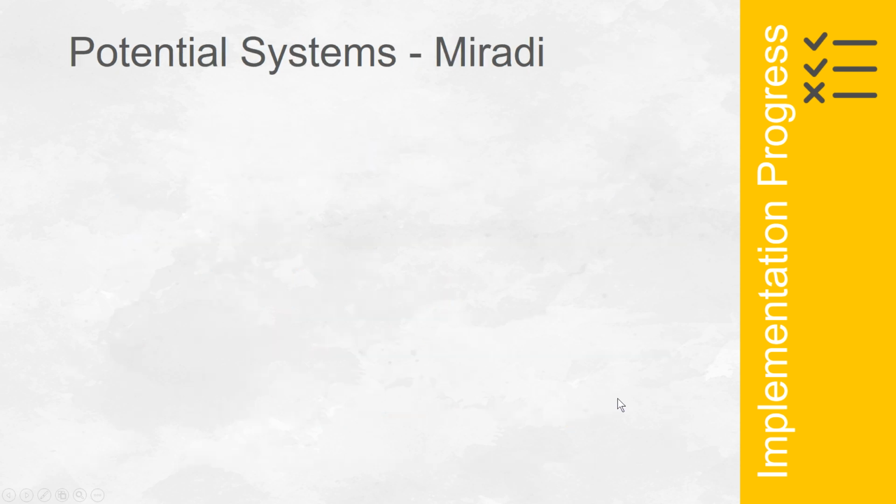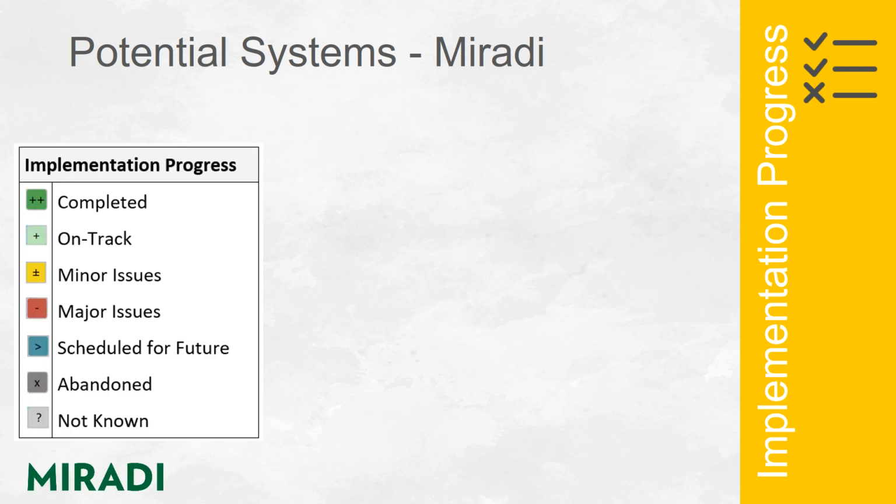The Miradi software you've been using offers one potential system for tracking implementation. You can do this using the desktop version of Miradi or the online editing capabilities. First, let's look at the desktop version. Miradi uses color-coded categories to allow users to specify how they are doing on implementing their strategies and activities.